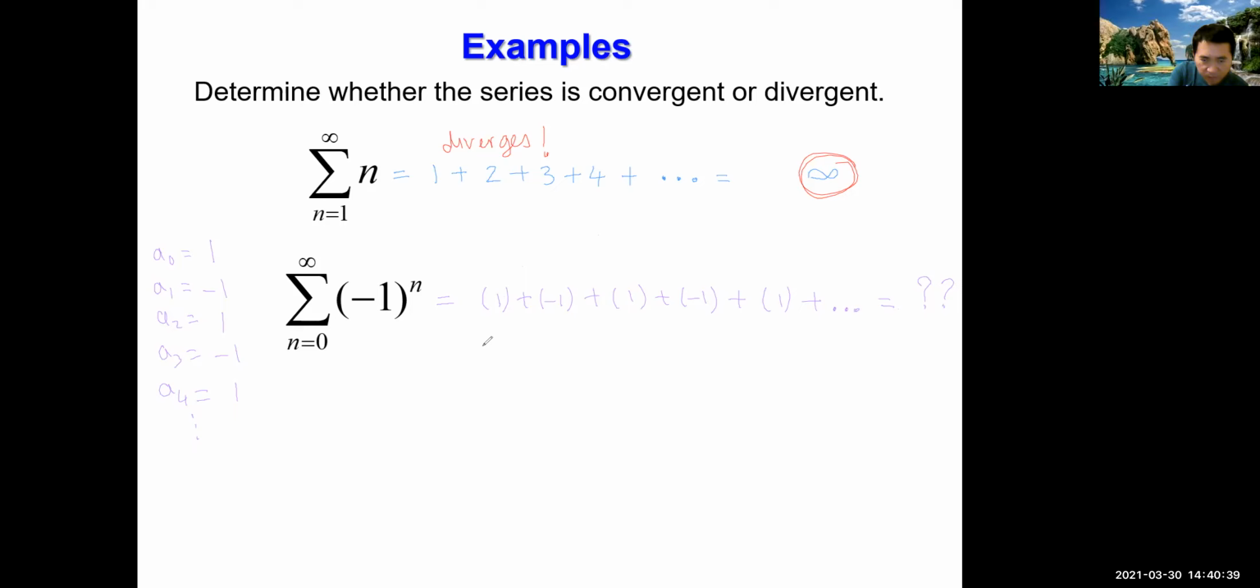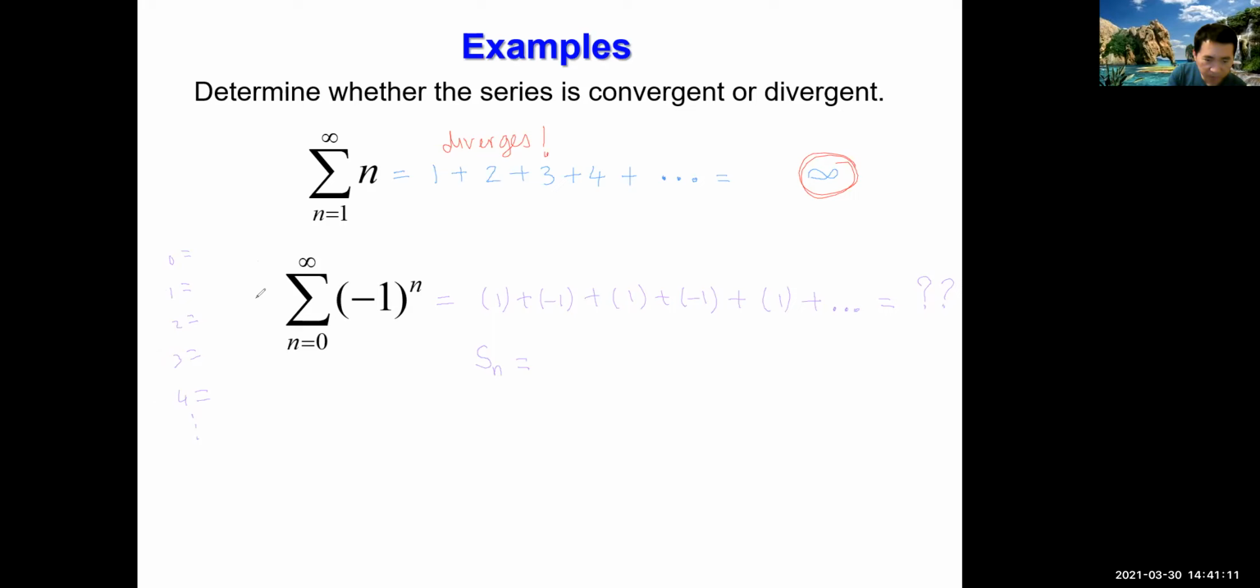So what is the partial sum here? What's the sum of the first n terms? Now, if you look at this carefully, I probably don't have a very nice formula for the partial sum, but I do see the patterns here, right?